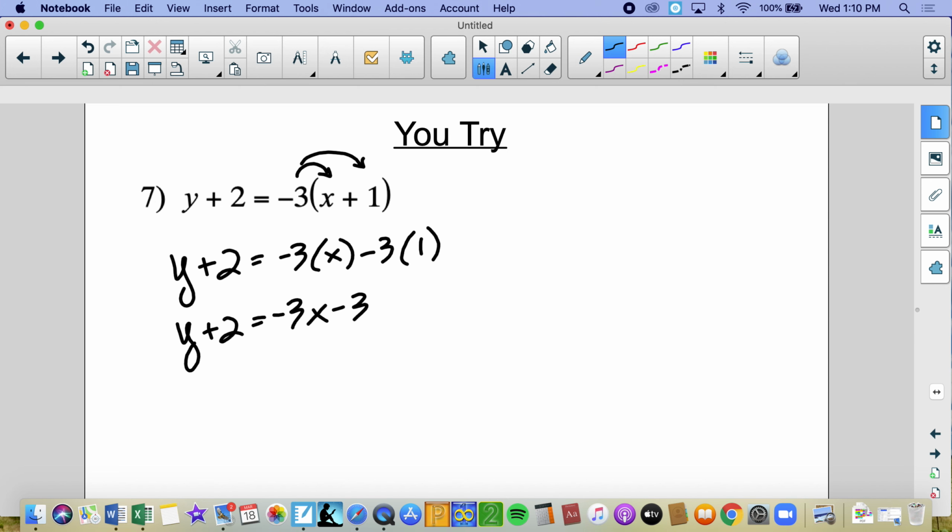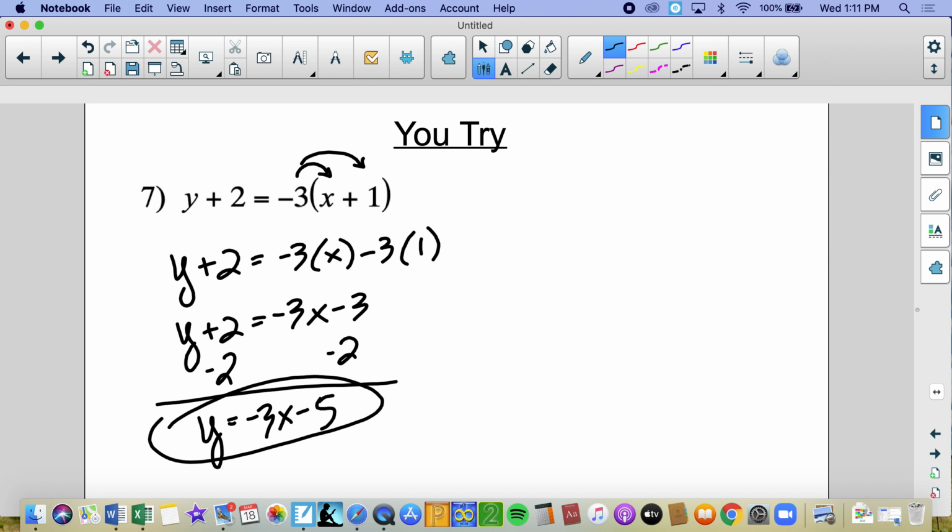And now we can get y alone. 2 is being added to it. So I'm going to do the inverse of adding 2, which is subtracting. And remember, I only do it to one side, to one of the things on each side. And my final answer is y equals negative 3x minus 5.